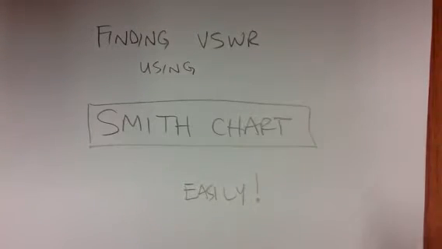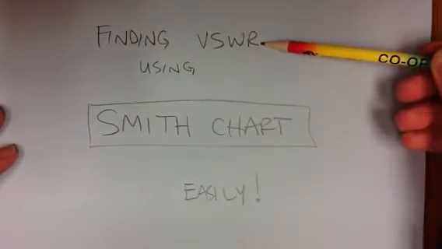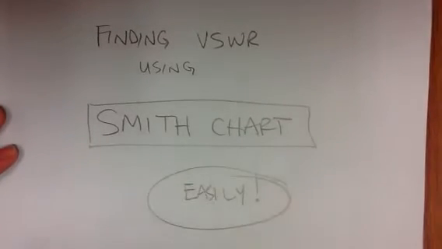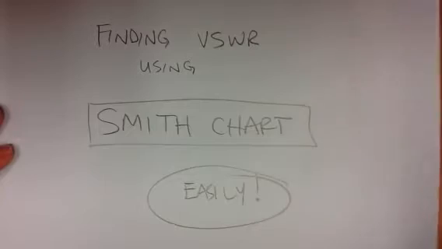Now we're going to learn how to find the VSWR, voltage standing wave ratio, of a particular load using the Smith chart easily. Why easily? Because it's easy to do. So here's how you do it.